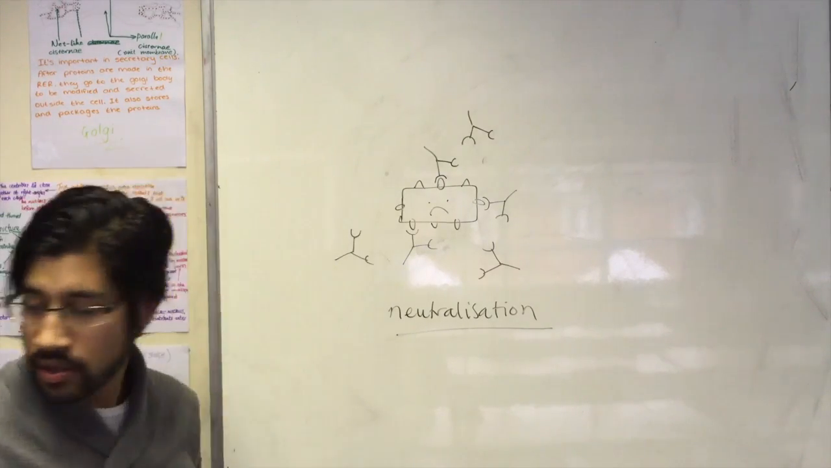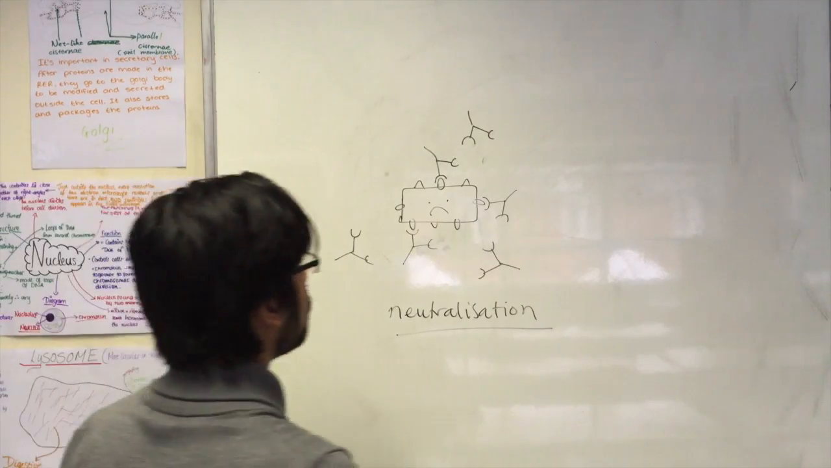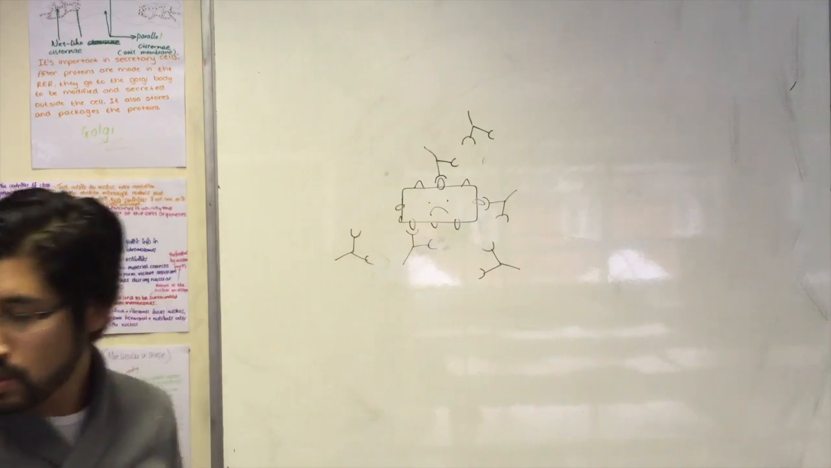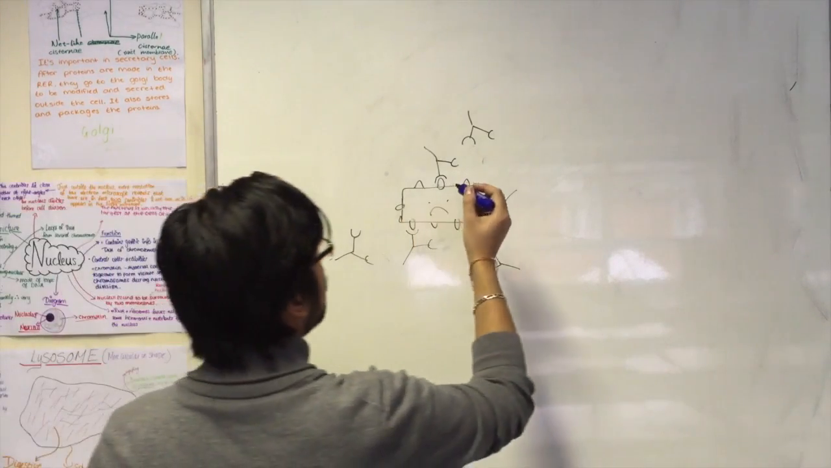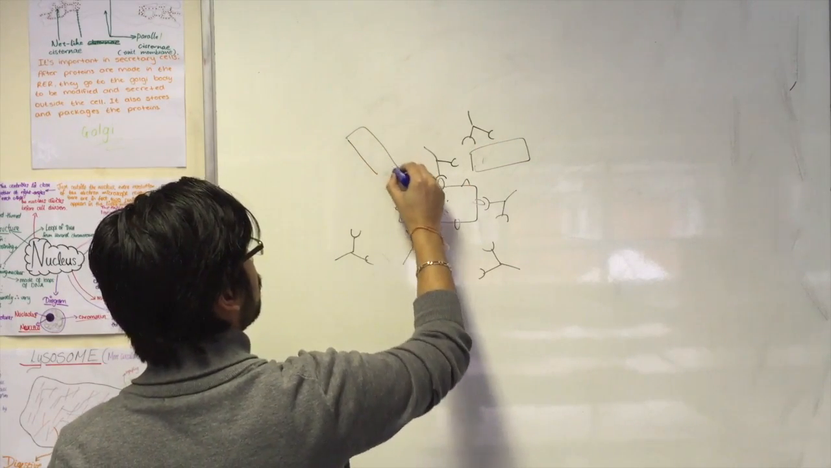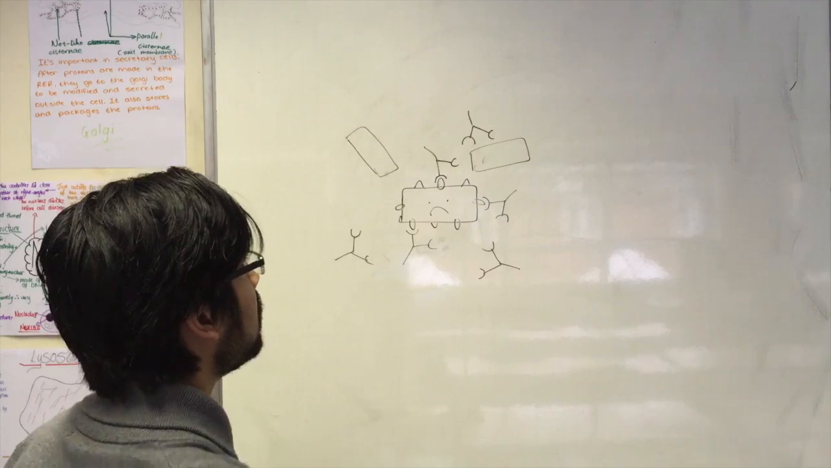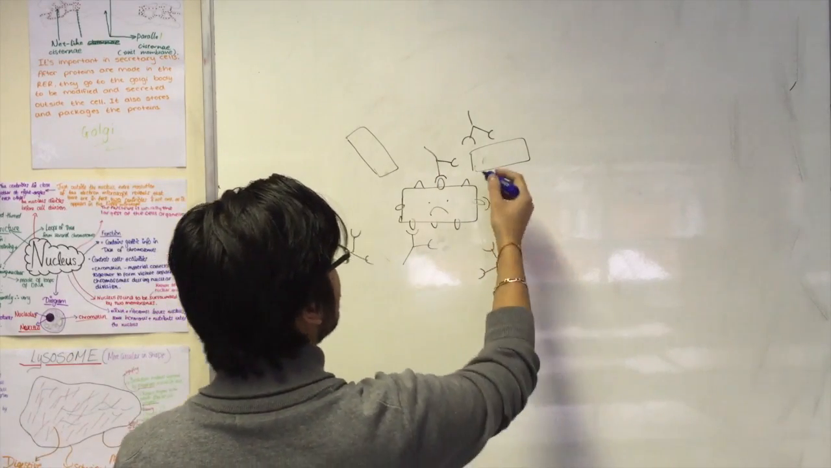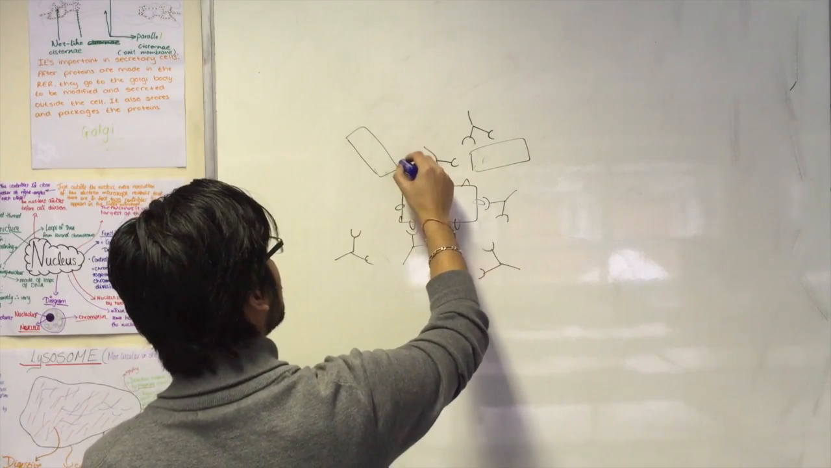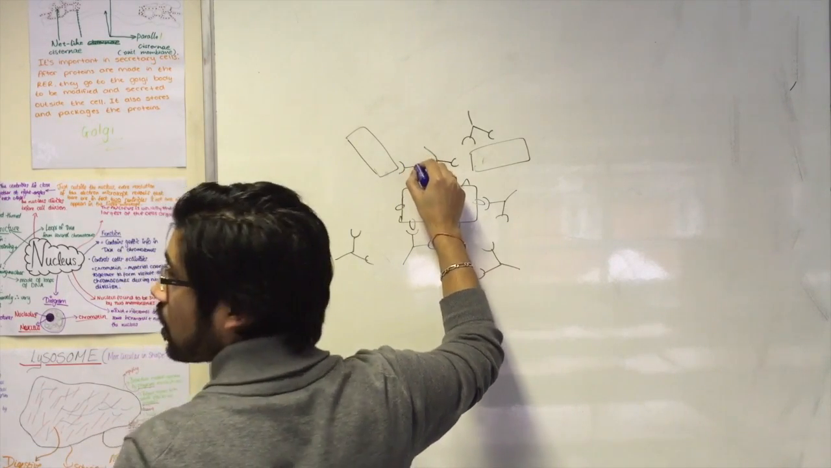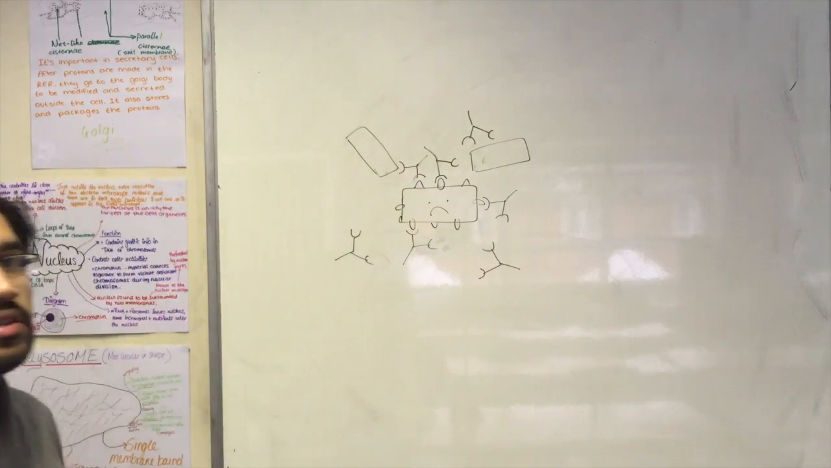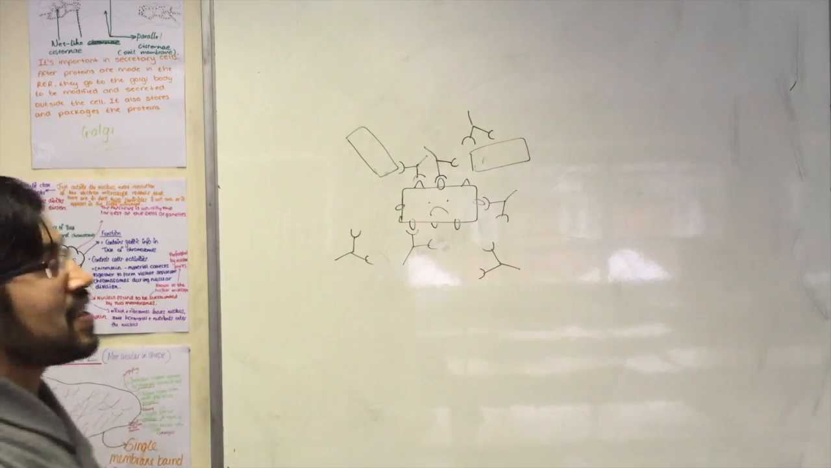The other thing they can do is called agglutination, and it works on the same principle. If you have many pathogens, what these antibodies can cause, because they have two variable regions, is that they can bind multiple pathogens at the same time.